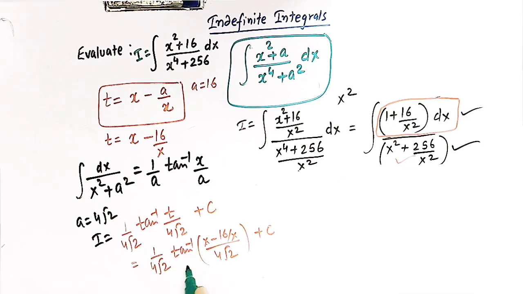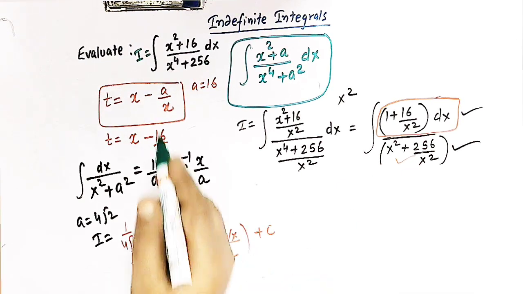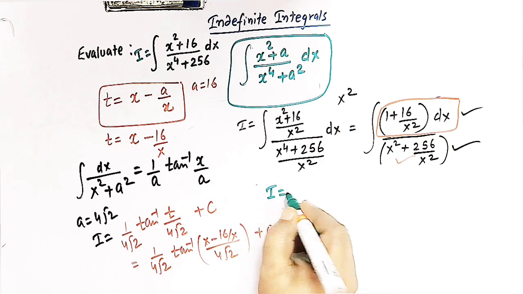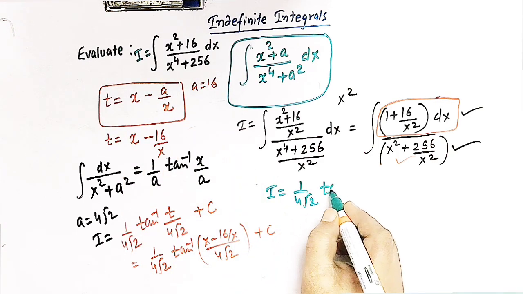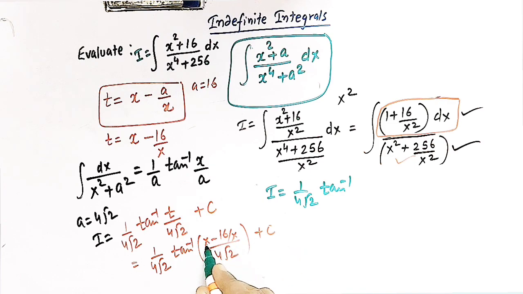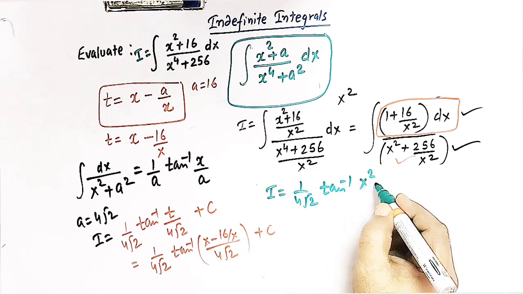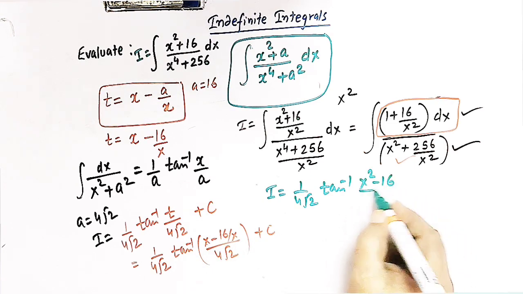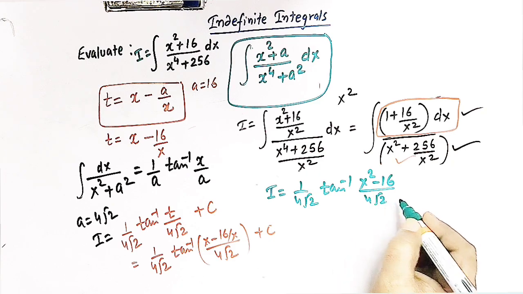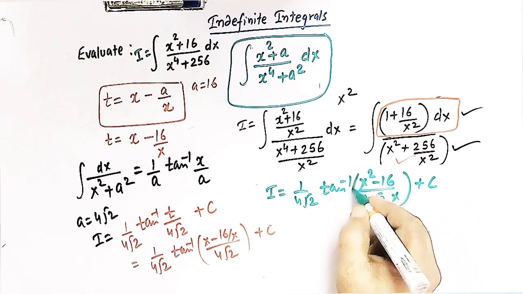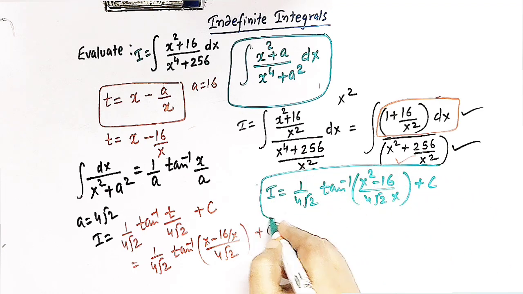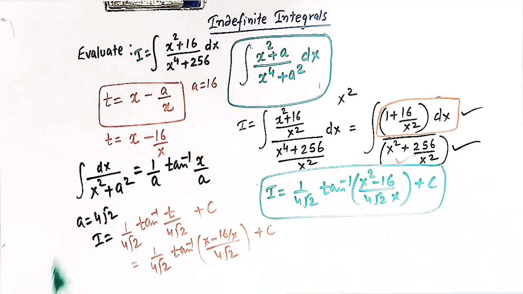So now simplifying this expression, we can finally write the value of this integral I as 1 over 4 root 2 tan inverse, and here x times x is x square, here we have (x square minus 16) over 4 root 2 x, plus c, right? So this is the required value of this integral.